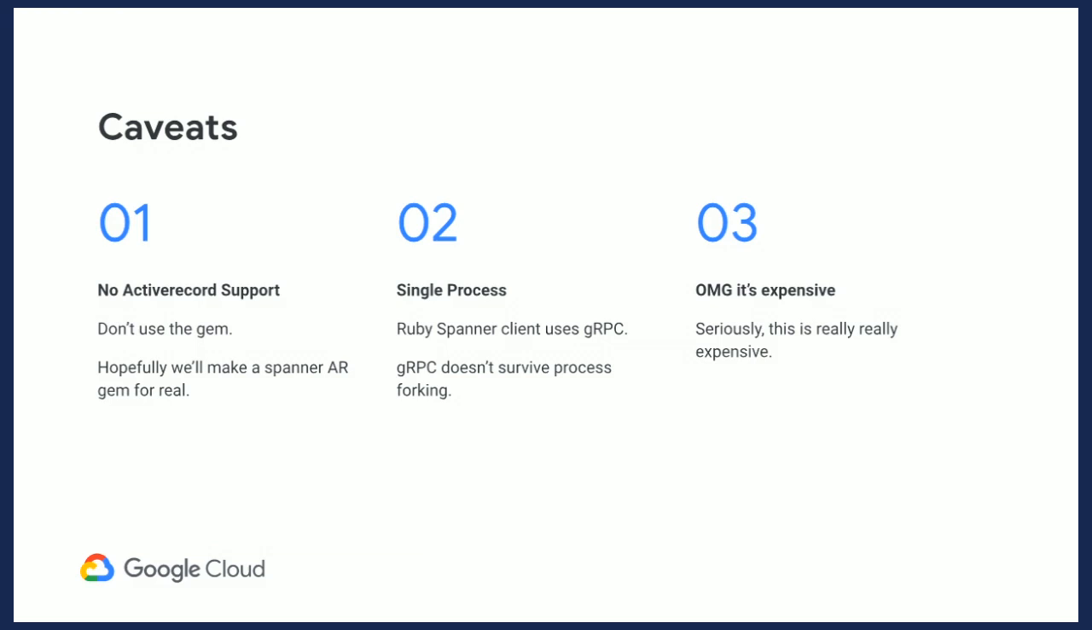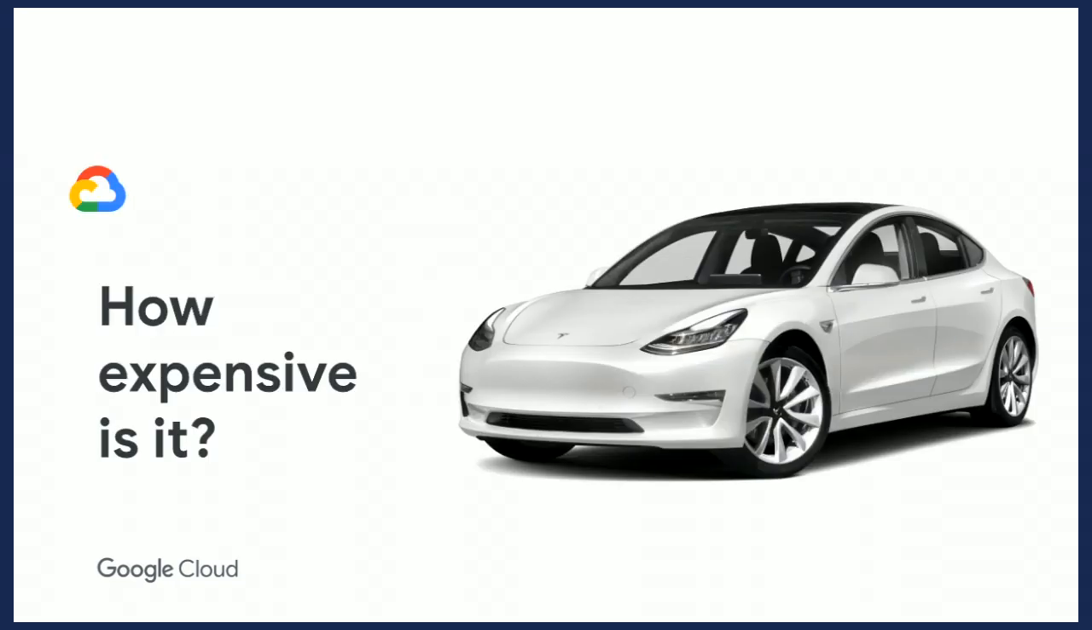And third caveat is, oh my God, it is expensive. This is not for the faint of heart. It is really cool, and it's almost kind of cool how expensive it is. How expensive is it? It's about a Tesla Model 3 per month, and that's if you use the barest bone configuration. The barest bone Spanner configuration that runs on 3 continents is about $27,000 per month. Yeah, it's silly. It's silly expensive.